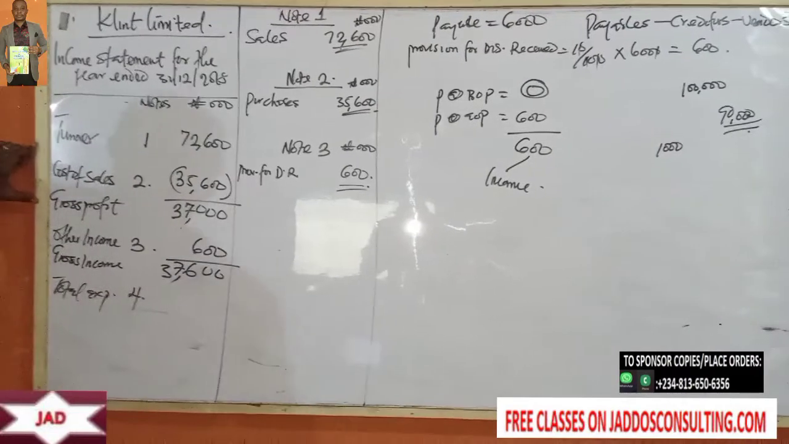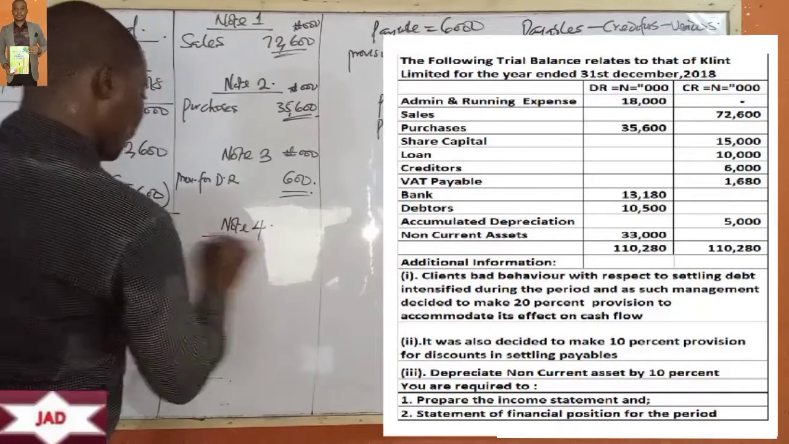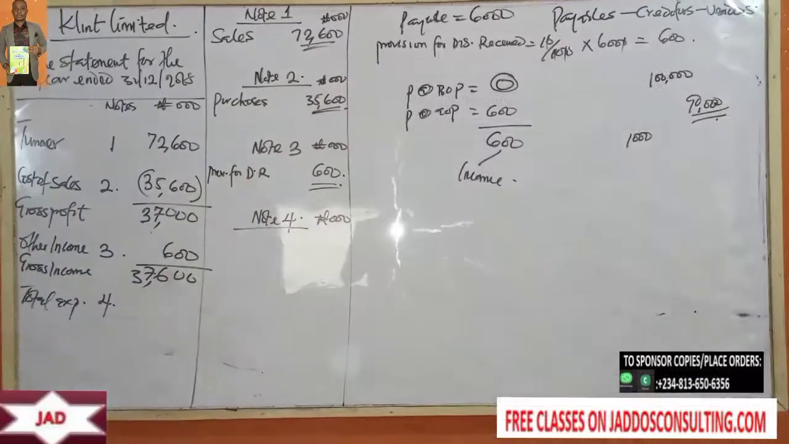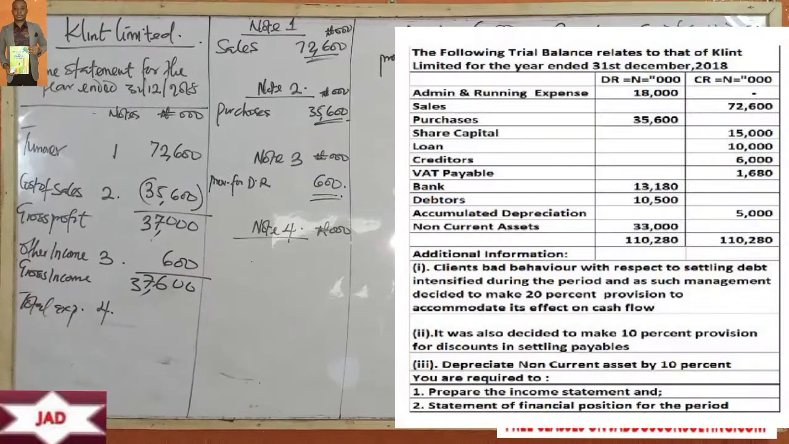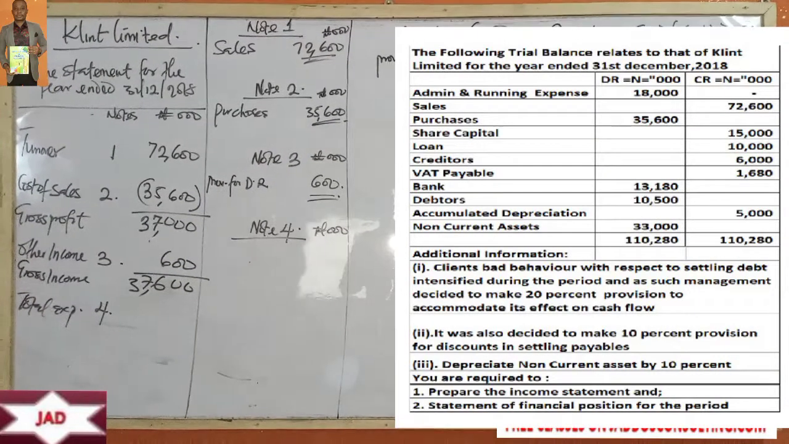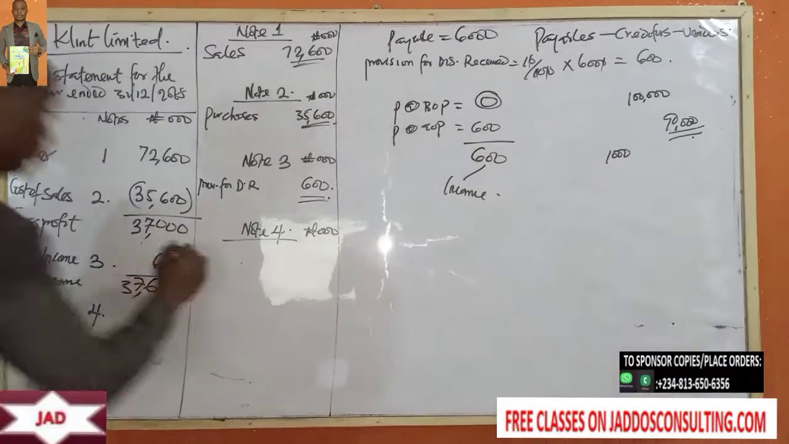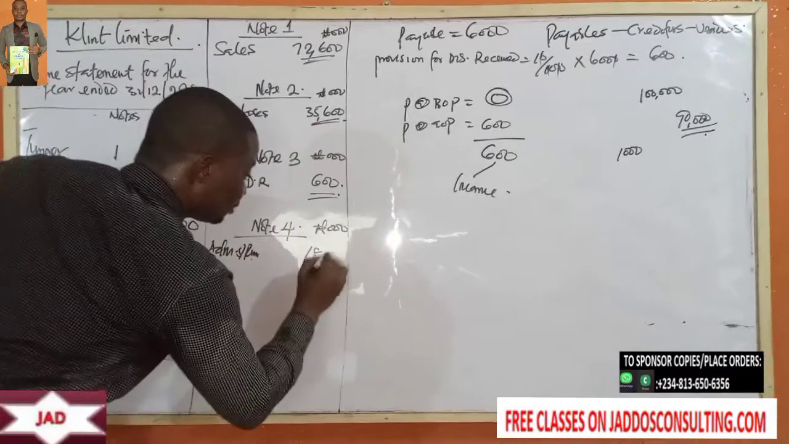So we have 673. We can call this our gross income. Then we have total expense. Let's call that note 4. So what do we have here as total expense? We have 18 million. What do we call that? Admin and running expense. So we have 18,000 here.